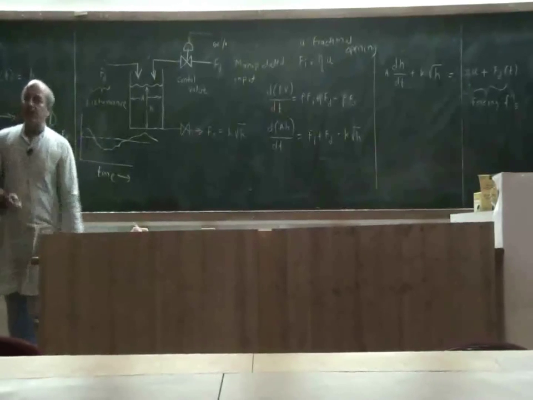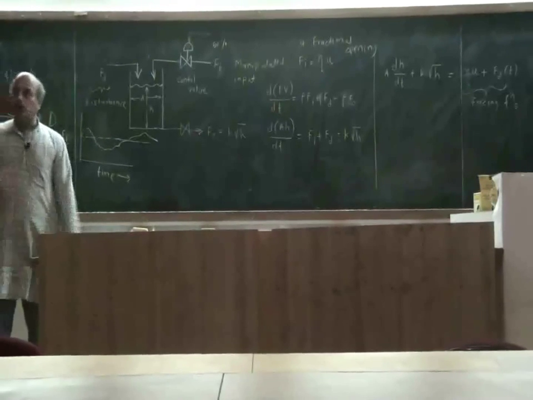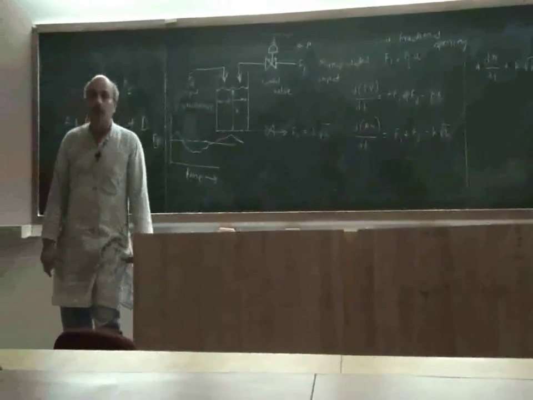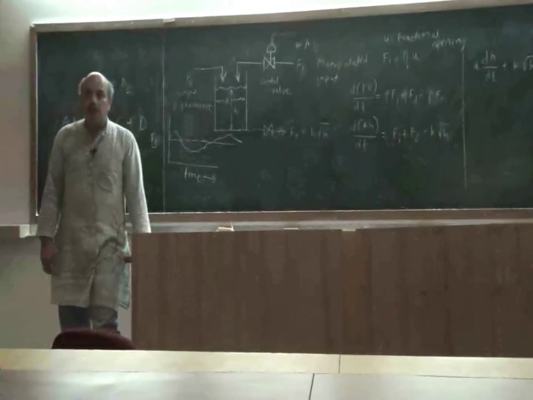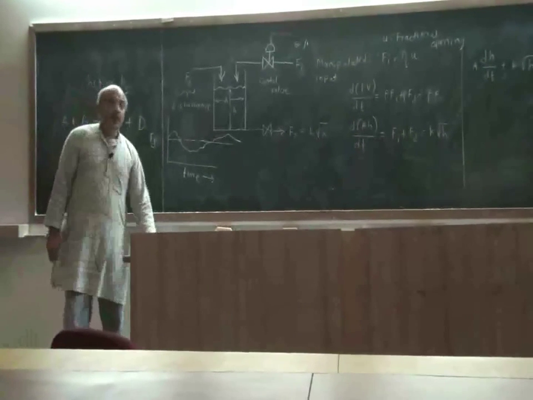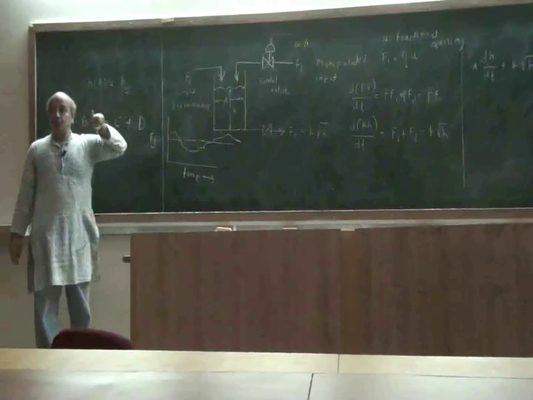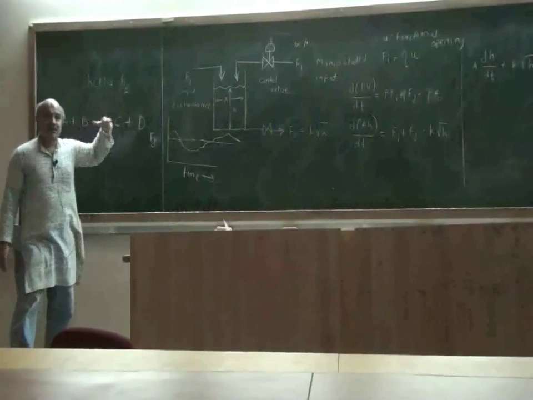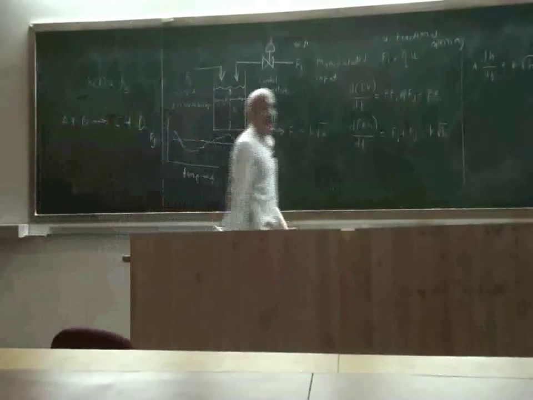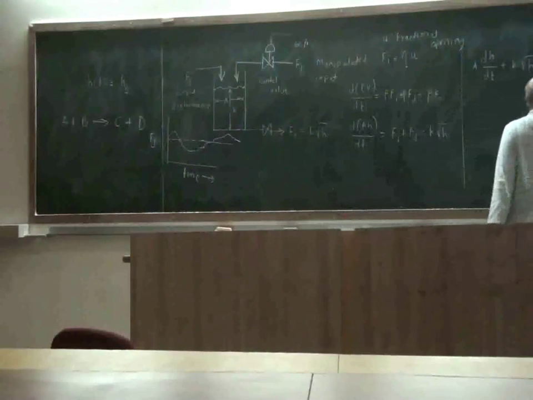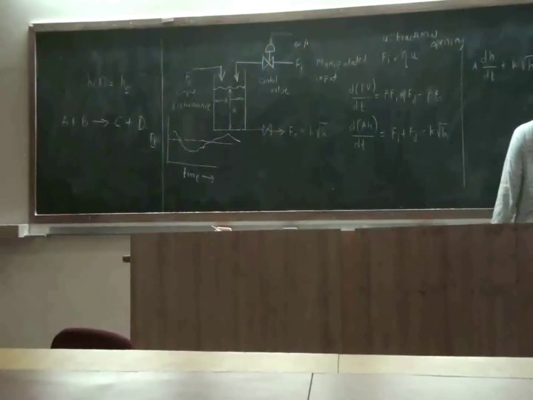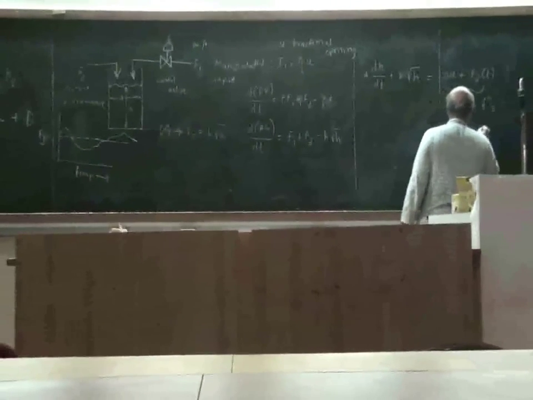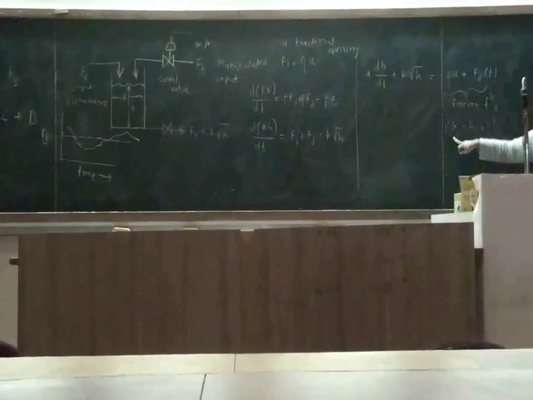Whether you open 5% or 10%, whether you close 5% or 10% or 15%, what does it depend upon? The level which we observe. And? What is important for you is the difference between the current level and HS, the set level or desired level. So what I keep observing when I actually control it is this signal.